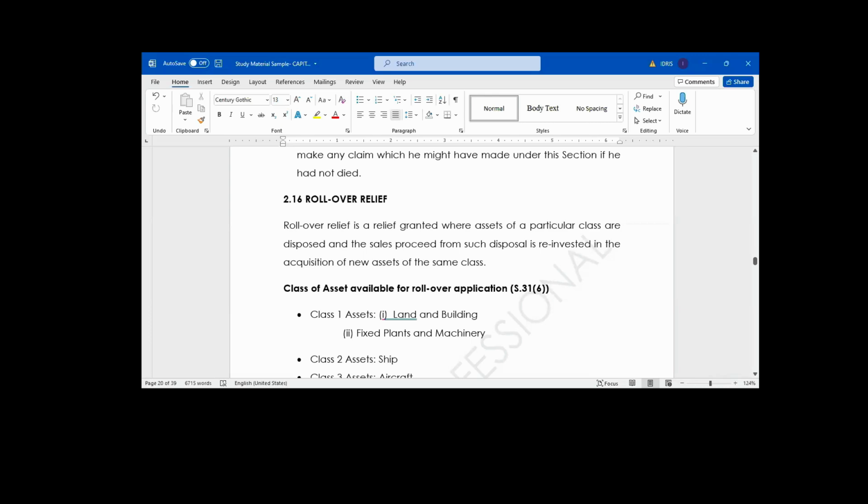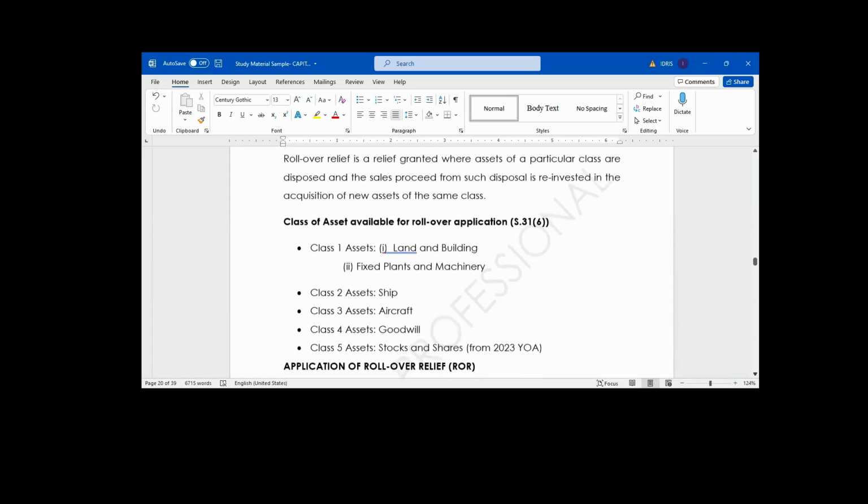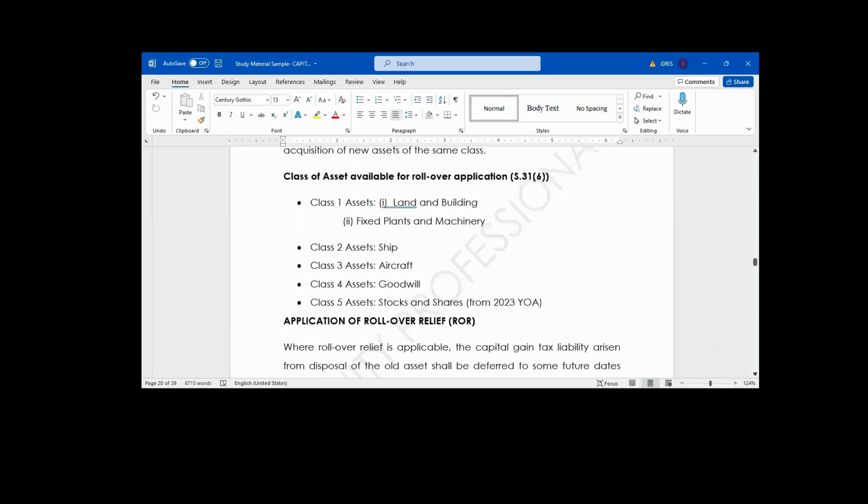That is what rollover relief is saying. What classes of assets are available for rollover relief? Rollover relief does not apply to all assets. According to Section 31 of the Capital Gain Tax Act as amended, the following are the classes of assets for which rollover relief is available.